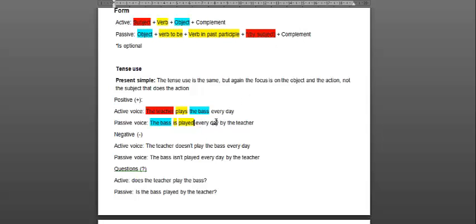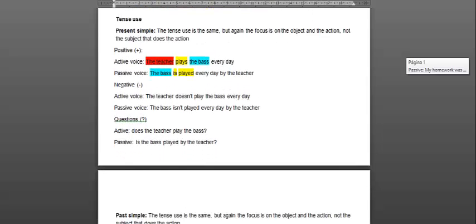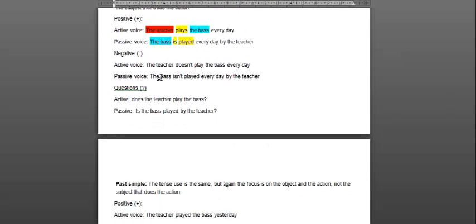So is played, the verb to be, every day, that's the complement. You can say the bass is played by the teacher every day, or you can say the bass is played every day by the teacher, and it's totally okay. You can switch between these two parts, and it's up to you, right? So in the negative, we say that the teacher doesn't play the bass every day. This doesn't indicate that it's negative, so the negative will be passed to the verb to be. So we say the bass isn't played every day by the teacher, right?